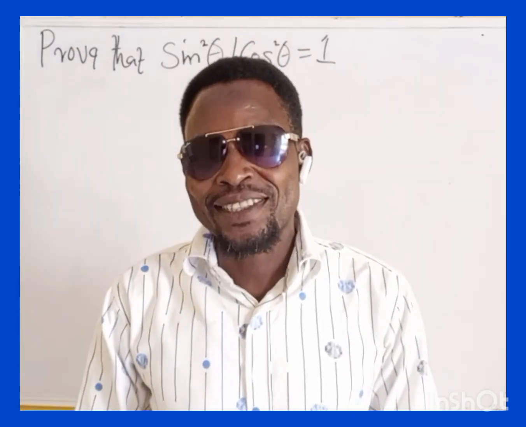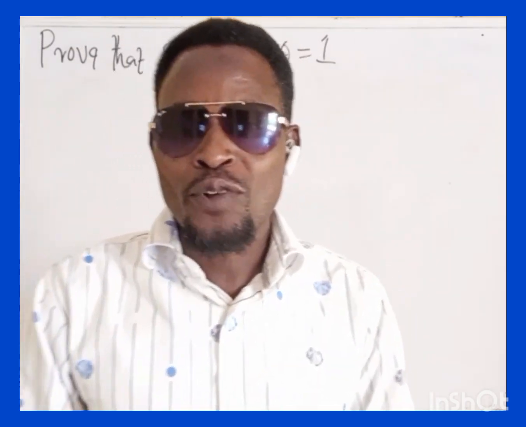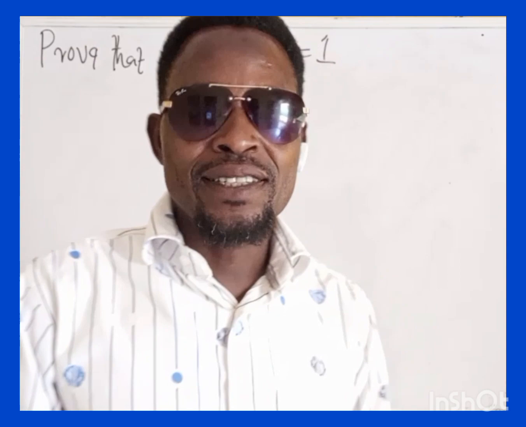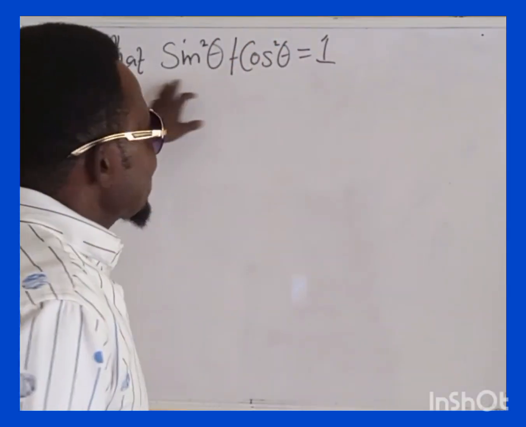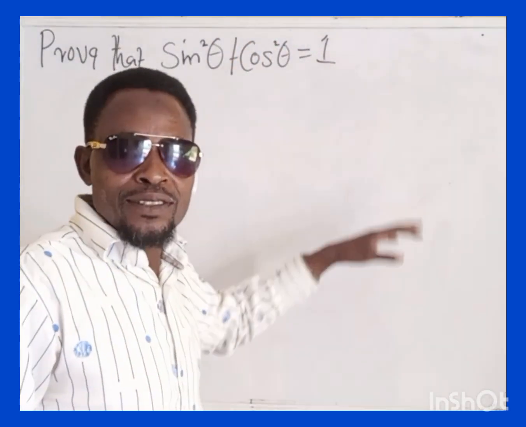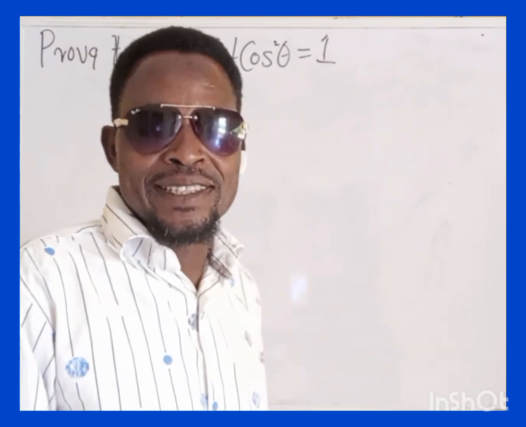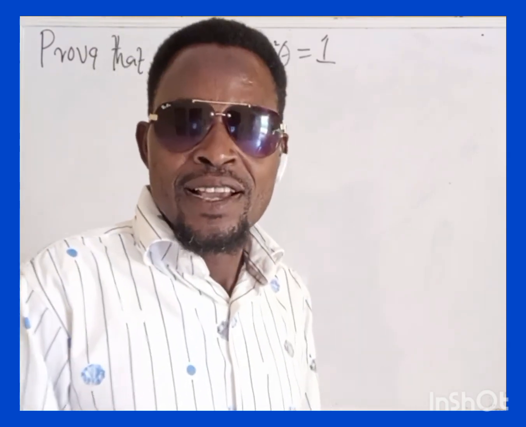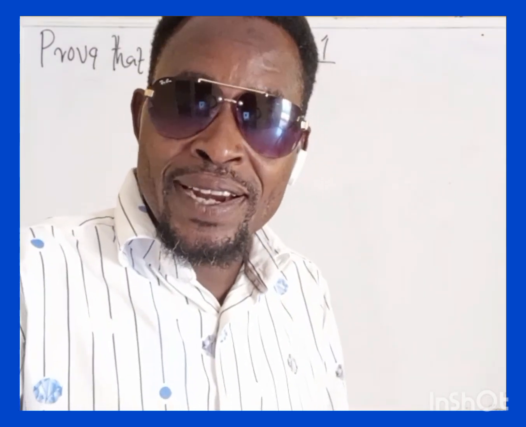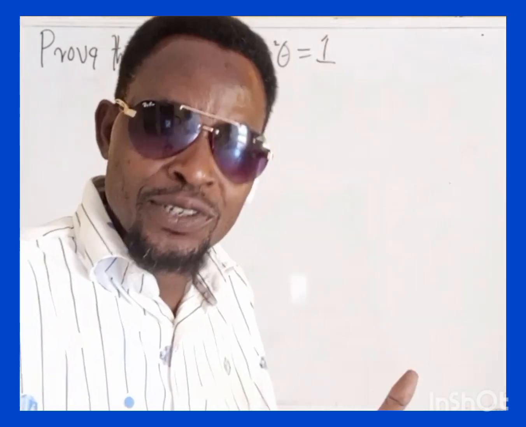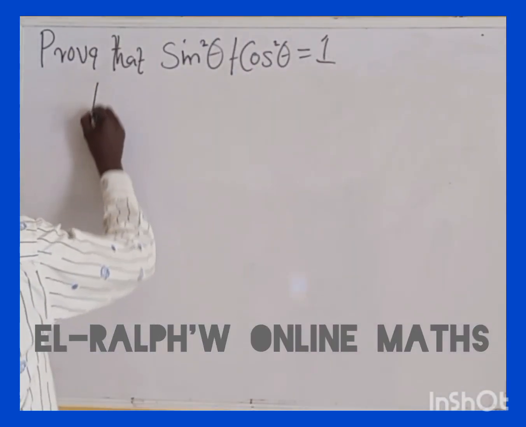Today I have a very beautiful question for you on a trigonometric identity. Prove that sin square theta plus cos square theta is equal to 1. Looking at this, you know that this is a trigonometric identity, one of the trigonometric identities. So the very first thing to do is just to draw a right angle triangle. So let's draw that. This is a right angle triangle.